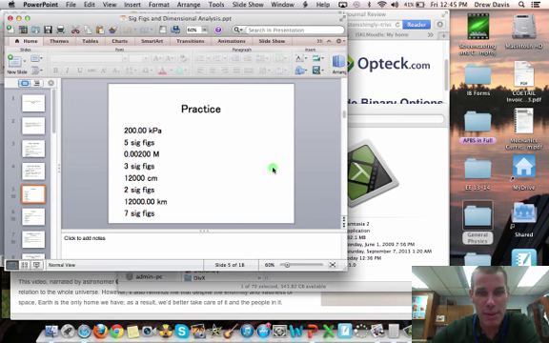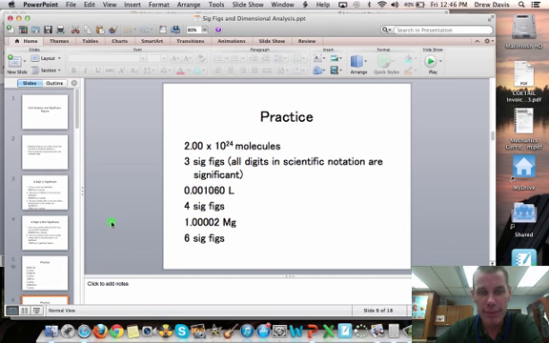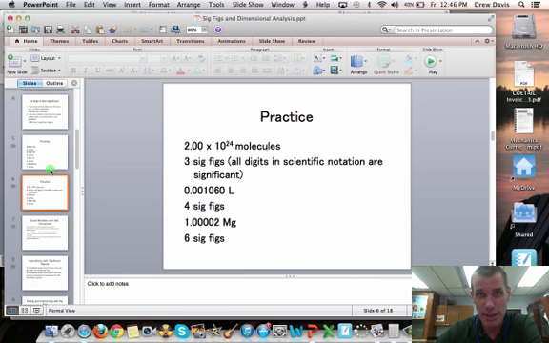The zeros at the beginning, maybe I should do this way. These zeros at the beginning, these are placeholders. This 2 and these 2 zeros, they're significant numbers. This next one, 12,000 centimeters, we did that one earlier. That has 2 significant figures, the 1 and the 2. And then these 3 zeros are placeholders. And then finally 12,000.00 kilometers, that has all 7 significant figures. You know what I might do is I'll post up this PowerPoint just to speed things up a little bit, and you can try the examples out on your own.